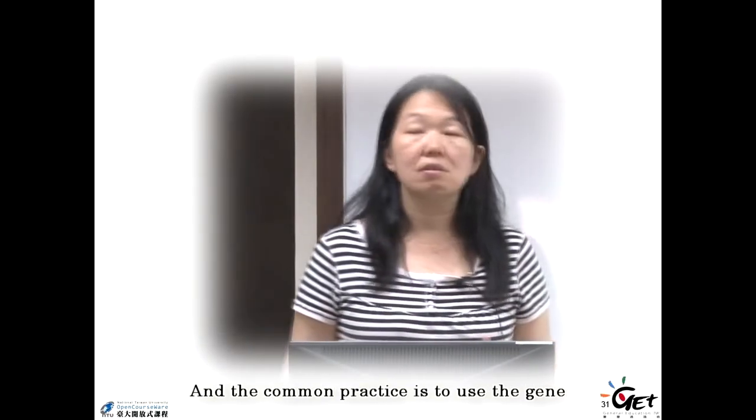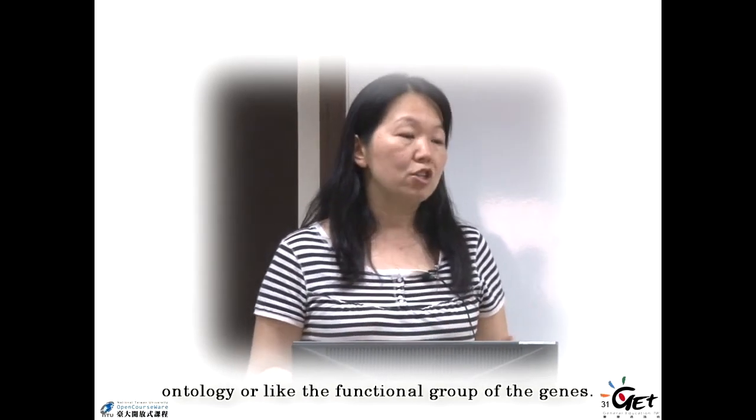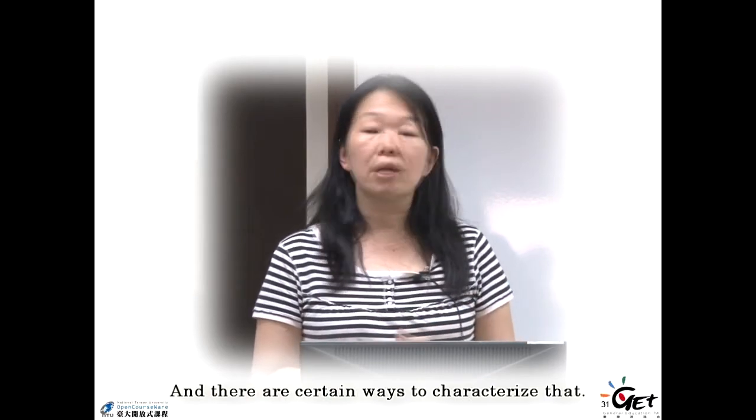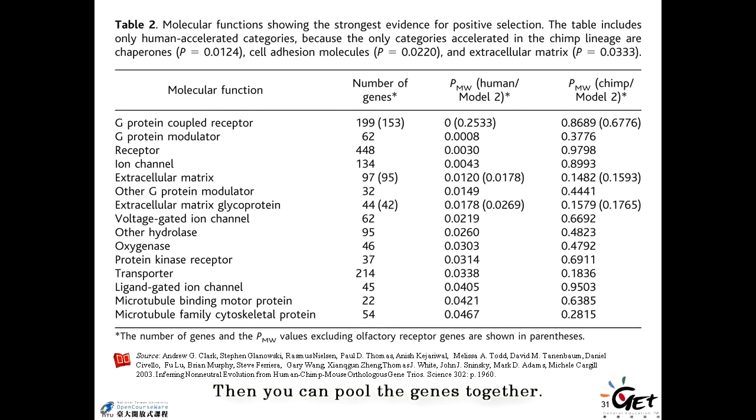So that's another way to analyze the data, pooling the genes into different functional categories. The common practice now is to use the gene ontology, or the functional group of the genes, and there are certain ways to characterize that. Then you can pool the genes together. The second column is the number of genes in each category. Of course, some categories have a large number of genes, some categories only have a few genes, but overall, you can use the average among genes in the same category to do the same comparison between the two closely related lineages.